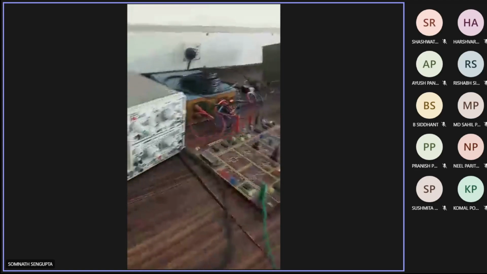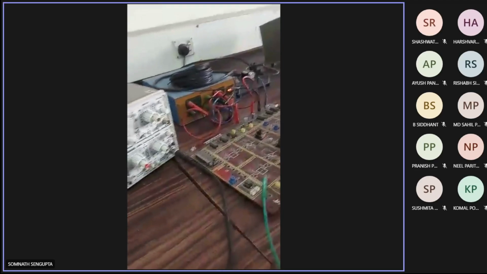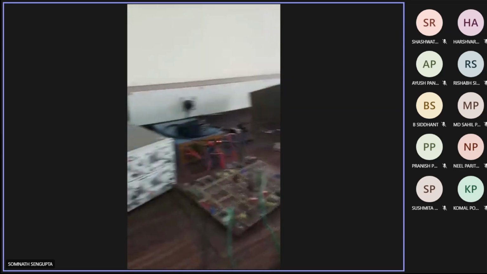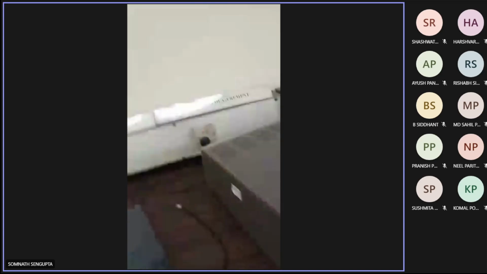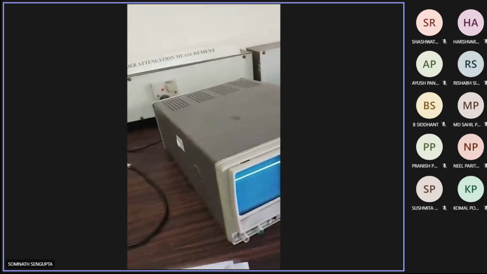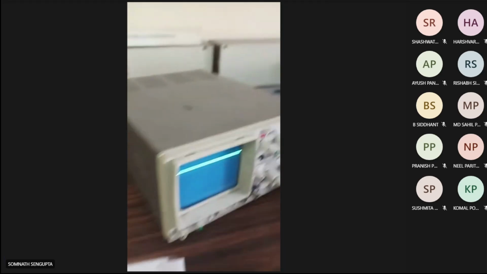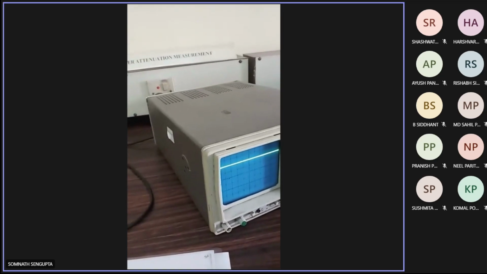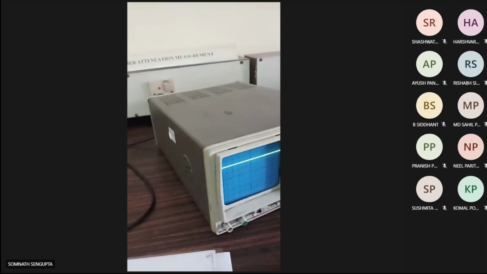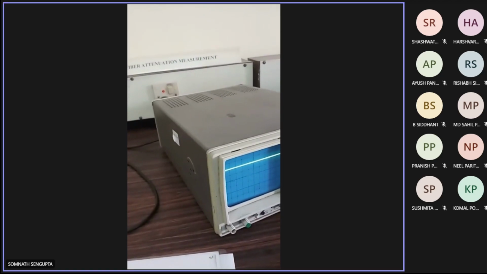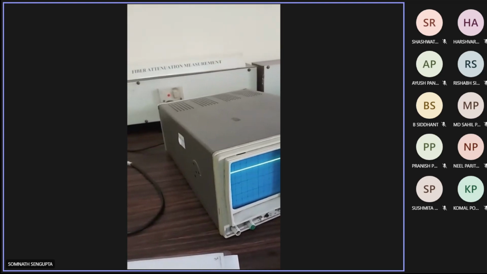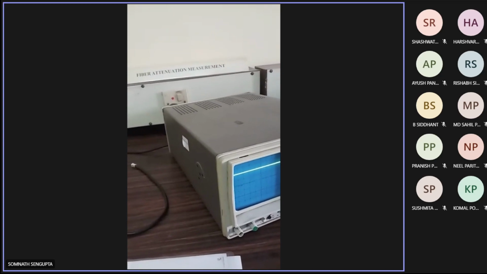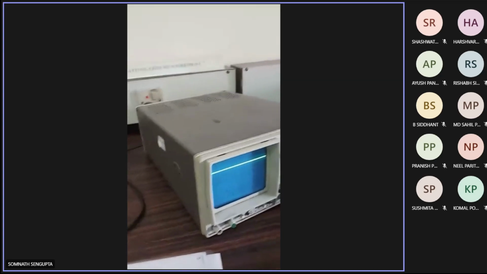Today we will do the second experiment, and in the second experiment there are two parts. One part is measurement of fiber attenuation and another part is measurement of numerical aperture. Both of these are very important parameters regarding optical fiber: fiber attenuation and numerical aperture.